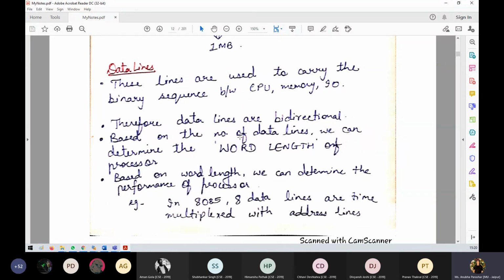So basically it is the word length. We are not telling byte. We are telling word. Word could be, yes, yes.